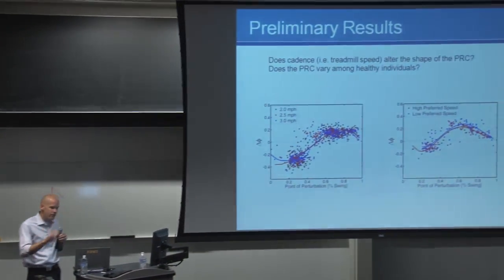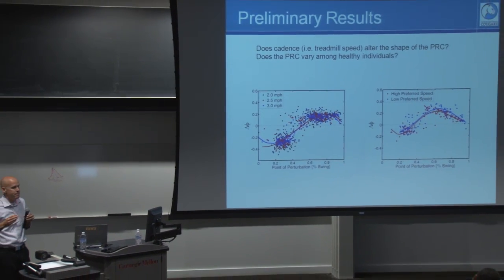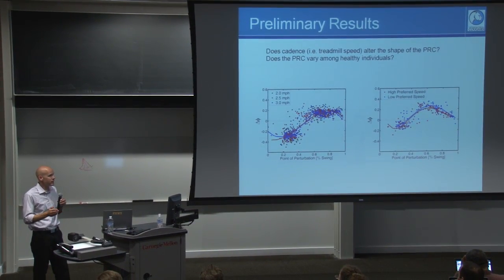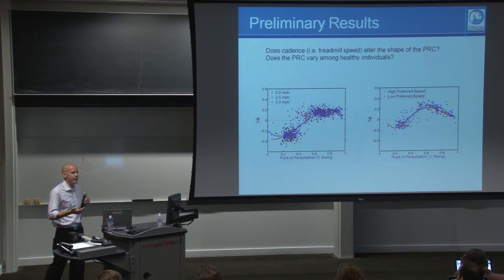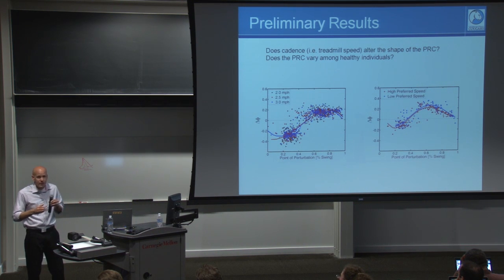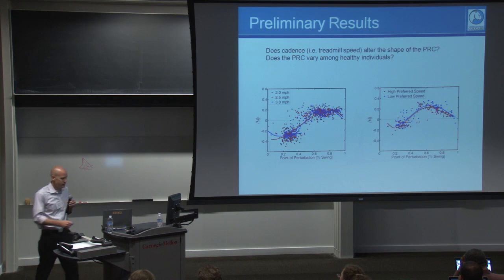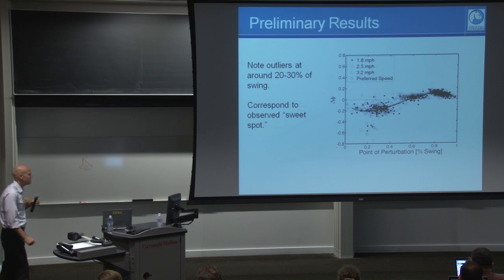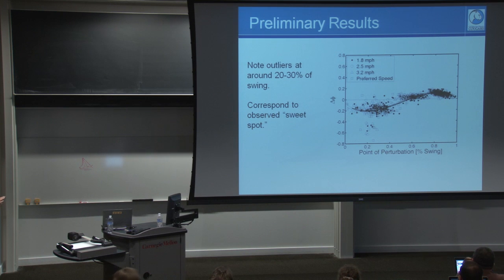And so from these data, it looks like the curve changes as someone deviates from their preferred walking speed, which would suggest that there are differences in what this curve looks like based on your preferred walking speed. So that's kind of intuitive, but a little interesting nonetheless. So I'm going to end with this slide.